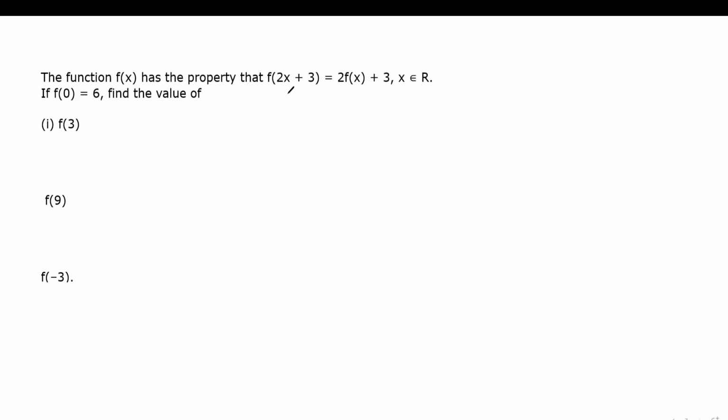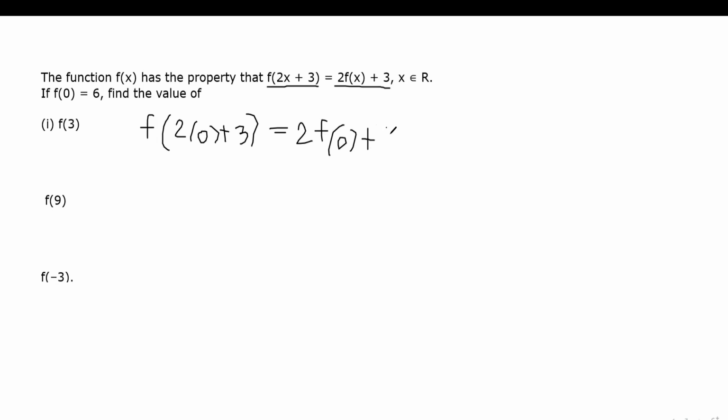Now, Marika, look at this. Let's say f of 2x plus 3 would be 2f of 0 plus 3. Very good. So plug in x as 0. So first thing, Marika, if we sub in x as 0, we're going to get f of 2 times 0 plus 3, and that's going to equal 2 times f of 0 plus 3, don't we?